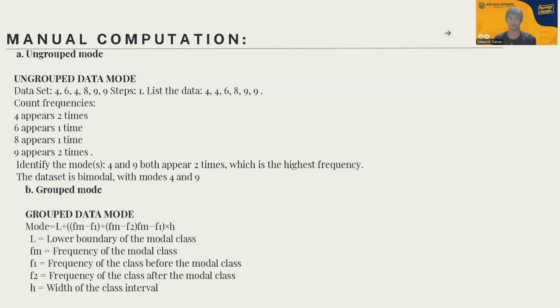Step 2. Count the frequencies. 4 appears 2 times, 6 appears 1 time, 8 appears 1 time, and 9 appears 2 times. Identify the modes. 4 and 9 both appear 2 times, which is the highest frequency. The dataset is bimodal with the modes 4 and 9. It is called bimodal because we have 2 modes.